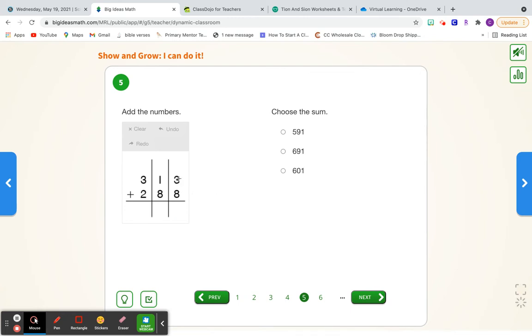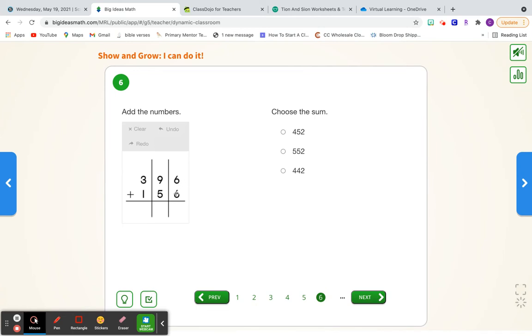All right, we will be regrouping right here. 3 plus 8 is 11. So we're going to put our 1, carry our 10. Well, now we're going to have to regroup because we have 1 plus 1 is 2, plus 8 is 10. So we're going to put our 0 tens and carry our 100. 1 plus 3 is 4, plus 2 is 6. So our answer is 601.